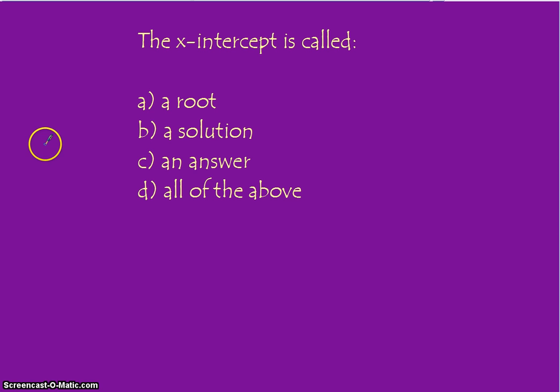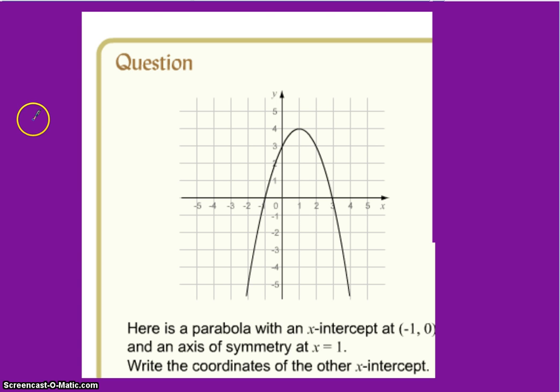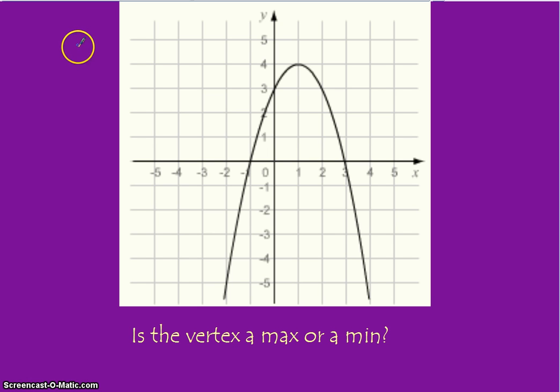The x-intercept is called a root, a solution, an answer, or all of the above. And that's going to be all of the above. They can all mean the same thing. So here's a parabola with an x-intercept of (-1, 0) and an axis of symmetry at x = 1. What are the coordinates of the other x-intercept? So they've already given you (-1, 0), so the other one is going to be at (3, 0). That is another x-intercept, another solution, another root.